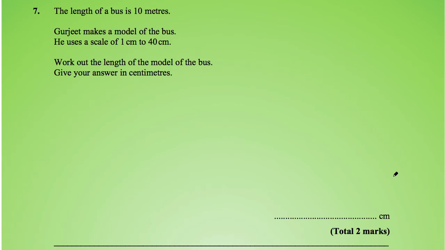Right, the length of a bus is 10 meters. Gurjeet makes a model of the bus. He uses a scale of 1 centimeter to 40 centimeters. Work out the length of the model of the bus. Give your answer in centimeters. So with a scale, usually the easiest way to work through a scale question is using a ratio. So our model to real life ratio is 1 to 40.